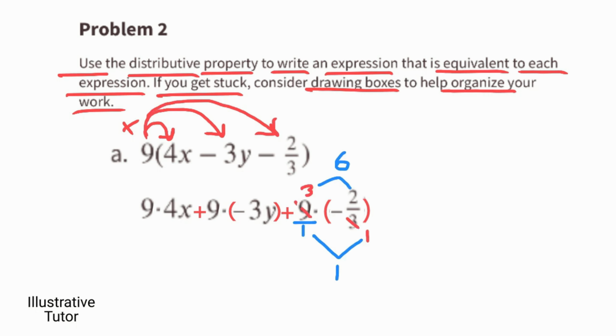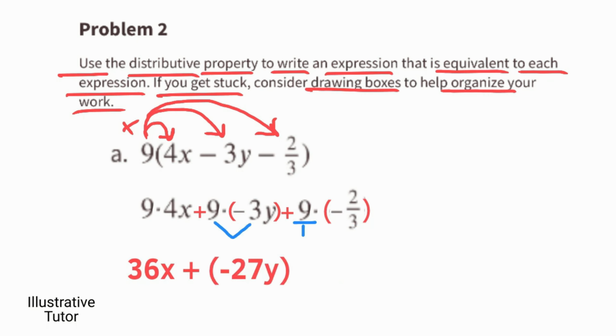2/3 of 9 is 6, so negative 2/3 of 9 would be negative 6. 9 times 4x is 36x plus 9 times negative 3y is negative 27y plus negative 6.